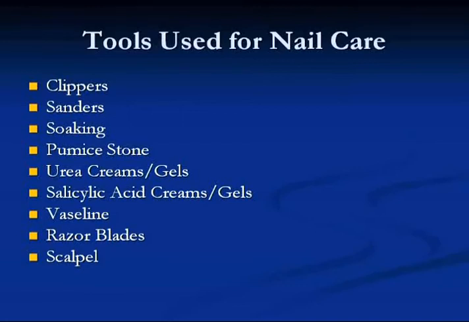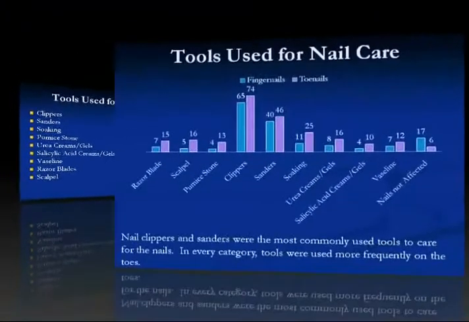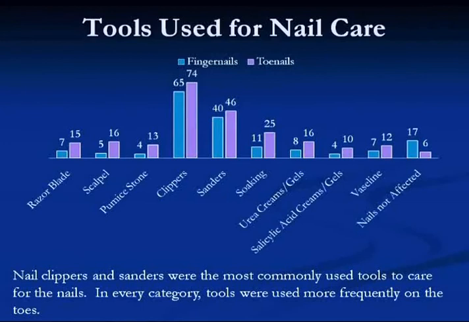One of the things we found was that clippers and sanders were the most commonly used tools to care for the nails. And in every category, tools were used more frequently on the toes. So you can see toenails, all the tools are used more frequently there. As a side note, you can see here, nails not affected. There are more fingernails not affected.